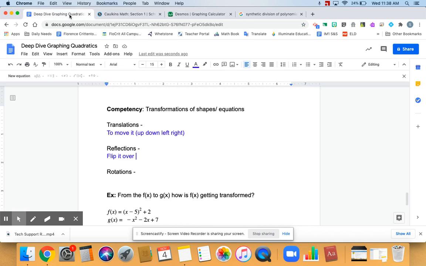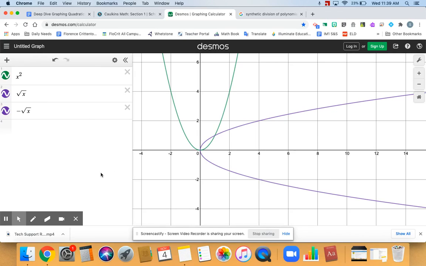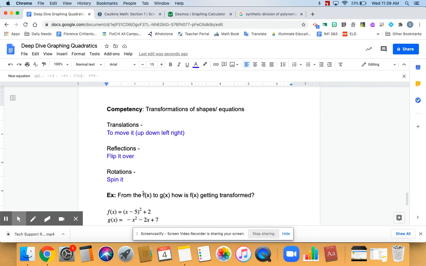It reflected down. And then rotations are when you spin it. So it's the square root of x that spins it completely sideways. I had to add in the negative square root of x because when I do the square root of x only, it only does the top of it because the calculator doesn't recognize the negative side. But when you put it in there, you see how it took the parabola and turned it sideways. So that's how you'd get rotations out of this equation. Rotations don't show up on the test.